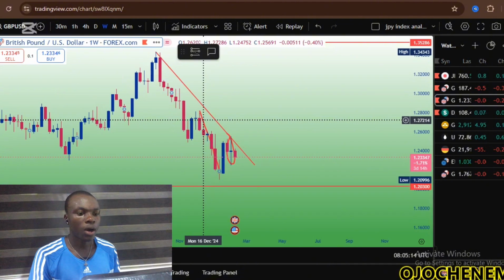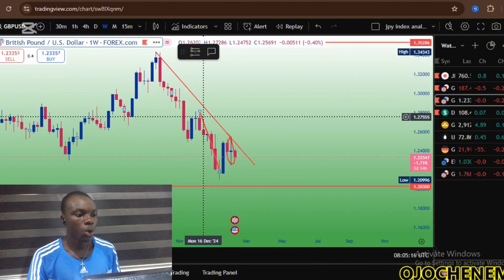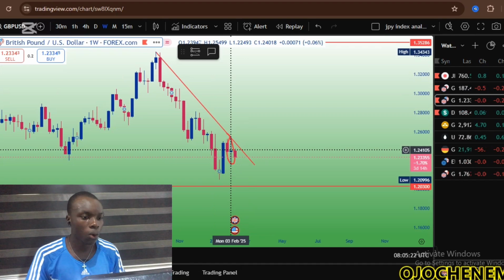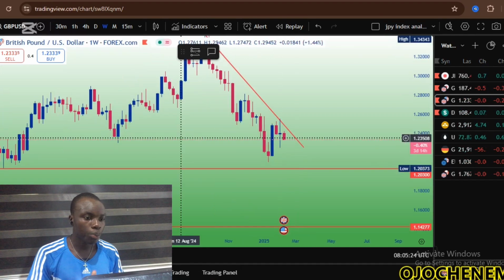Okay, so let's go to the 4-hour time frame and look for our entry. So we are looking for our entry on the 4-hour time frame. Now we know we are bearish on the GBPUSD. So we also look for, or we'll spot our entry.